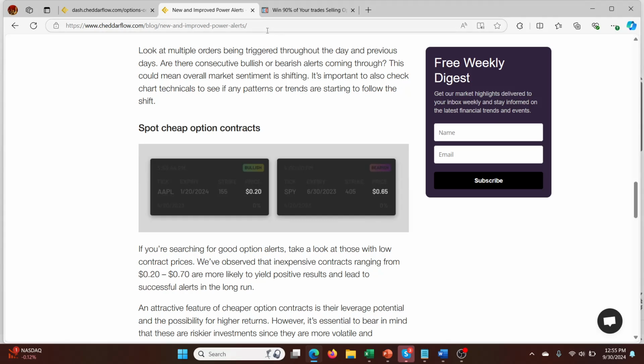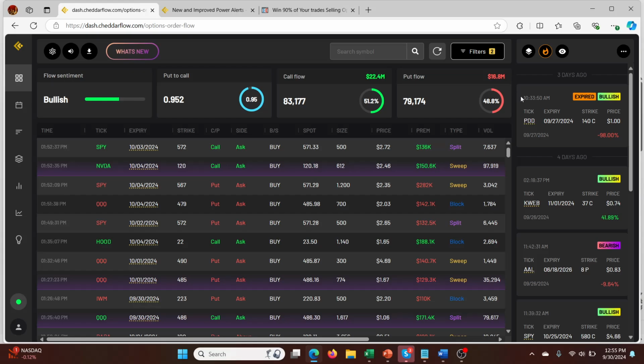But let me just show you on the dashboard itself how easy these are to use. I really like this feature. I think it's definitely much more user-friendly than just looking at the flow itself. On the right here, you can see that 3 days ago we had a bullish alert for the ticker PDD, and it was actually 0 DTE.